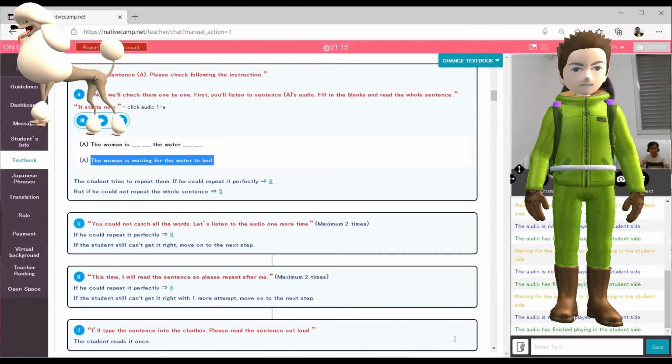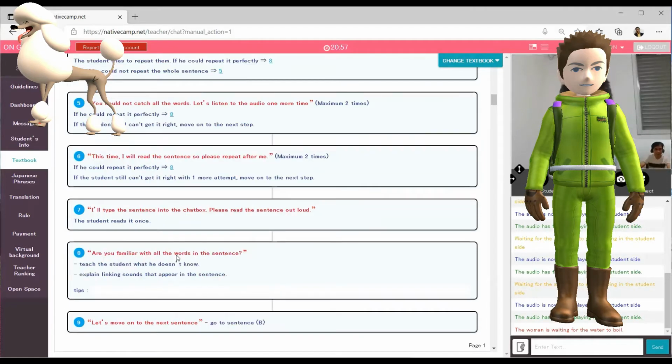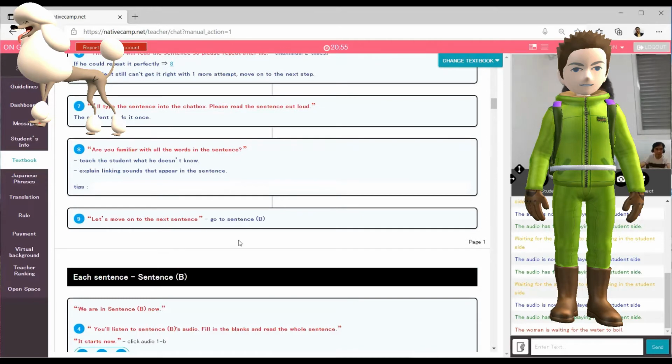Waiting for the water to boil. All right, waiting for the water to boil. To boil, that is correct. Are you familiar with the words in the sentence? Please check in the chat box. Is it clear? The woman is waiting for the water to boil. Is everything clear in that sentence? Yes, so now let's move on to the next sentence.